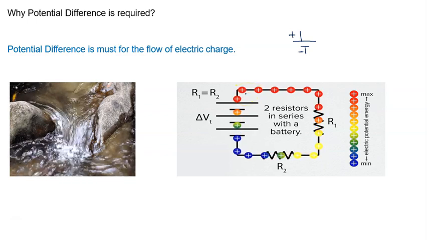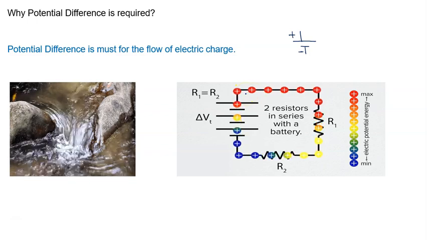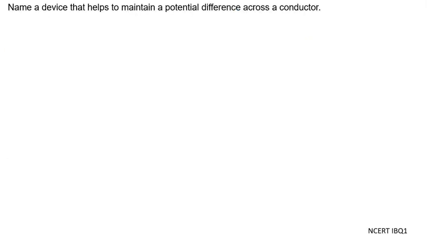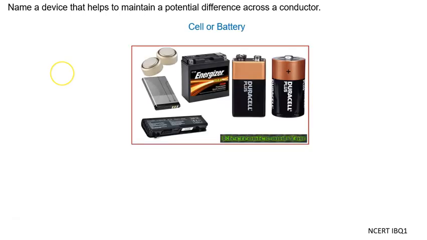In the animation you can see how the positive charge is moving from the high potential to the low potential end. Name a device that helps to maintain a potential difference across a conductor, that is a battery or cell. A battery of many cells or a single cell can maintain the potential difference. A battery generates this potential difference till the chemicals inside it are completely spent.